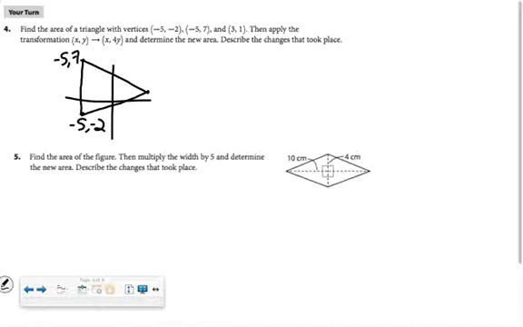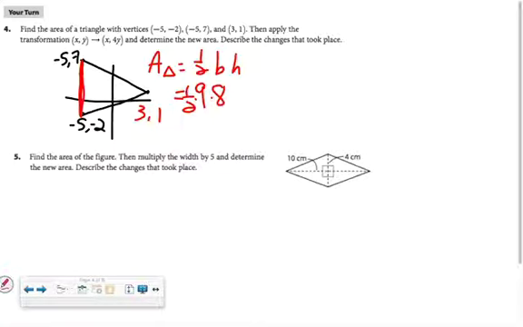And if you look at it sideways, you would see that this would be a very convenient length to use as our base. So area of a triangle we know is 1/2 base times height. So the base of that triangle is 9. And the height of that triangle is 8. So the area of this triangle is 36.